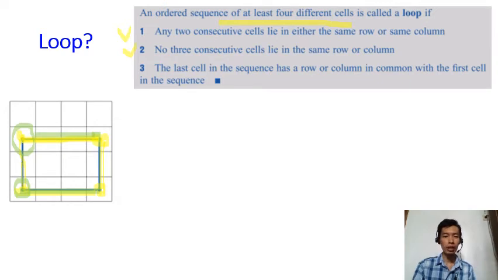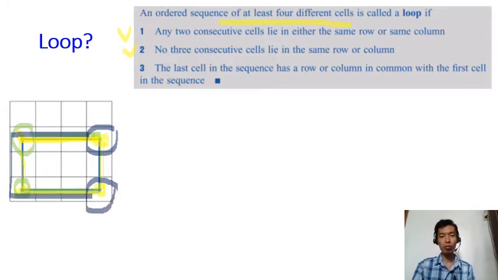Okay, let me try again. If you start here, then let's say you go this way, that way, and then the end has the same column as the first one where you started. So again, this is check. So this is a loop.